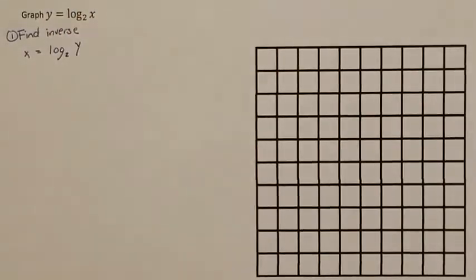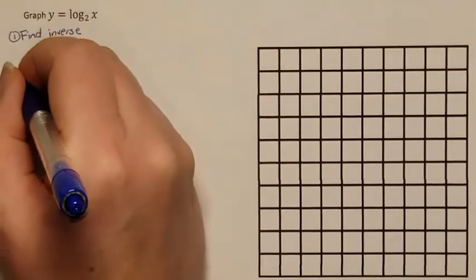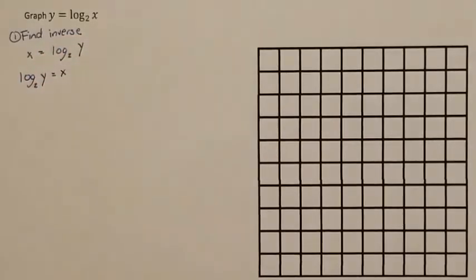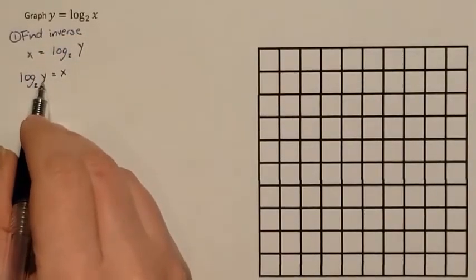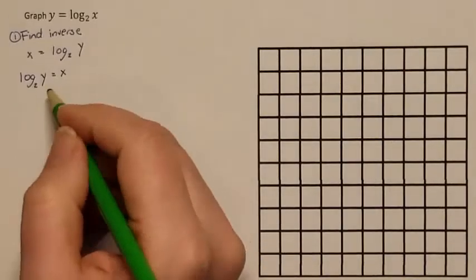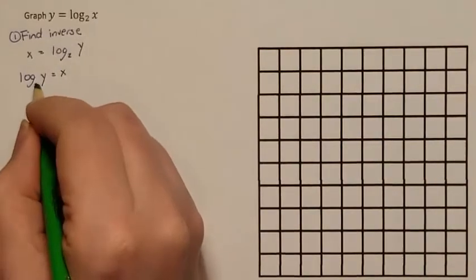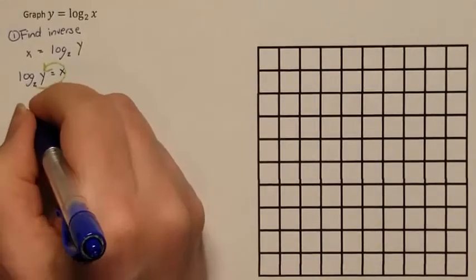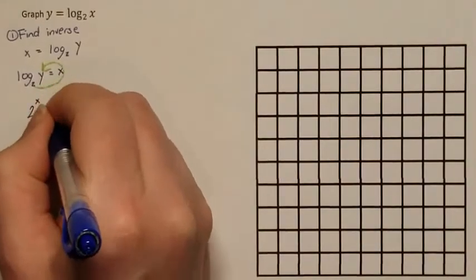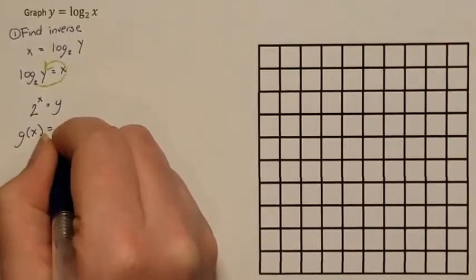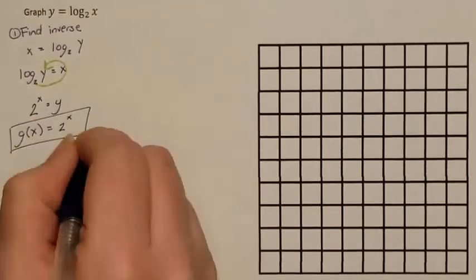So there's me switching my x's with y's. Now I need to solve for y. But I'm used to reading the log written first, so I'm going to write the log first. I need to get to this y, which means this log needs to go away. How do you make the log go away? You rewrite this in exponent form. So 2 to the x power equals y. So now I have my g of x inverse function, which is 2 to the x power.